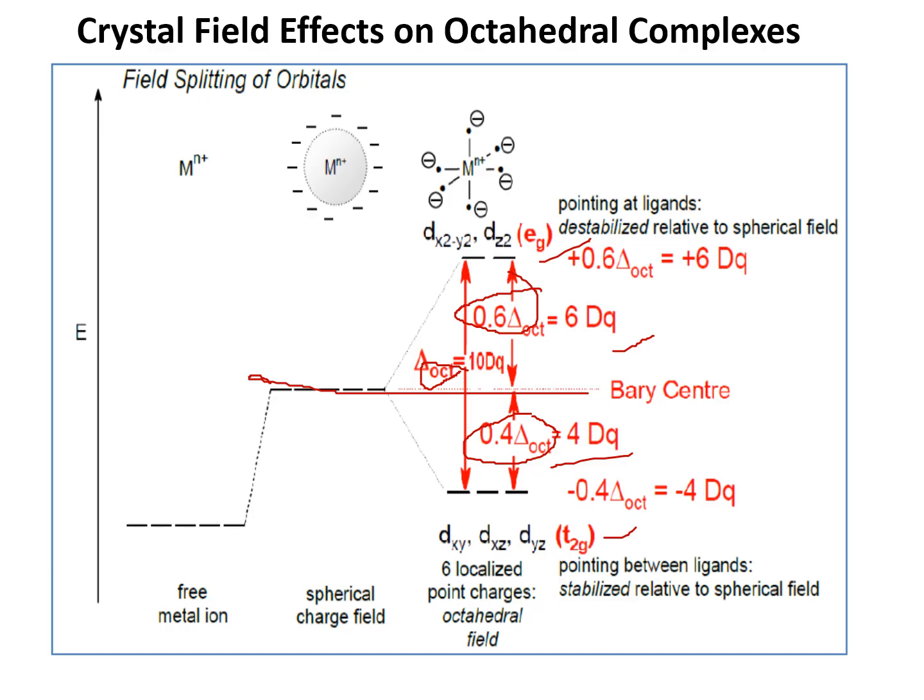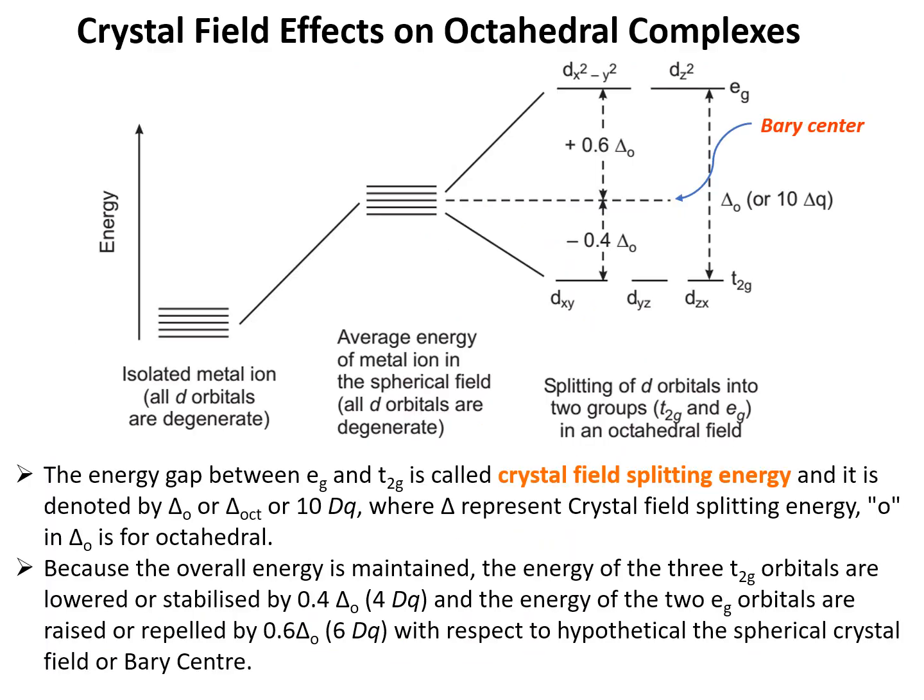Now this is called the crystal field splitting. This energy gap between T2g and eg is called the crystal field splitting energy, and it is denoted by delta O or delta oct. Mostly we write delta O, where delta represents the crystal field splitting energy. Because the overall energy is maintained, the energy of the three T2g levels is lowered by 0.4 delta, and the eg levels are raised or repelled by 0.6 delta.